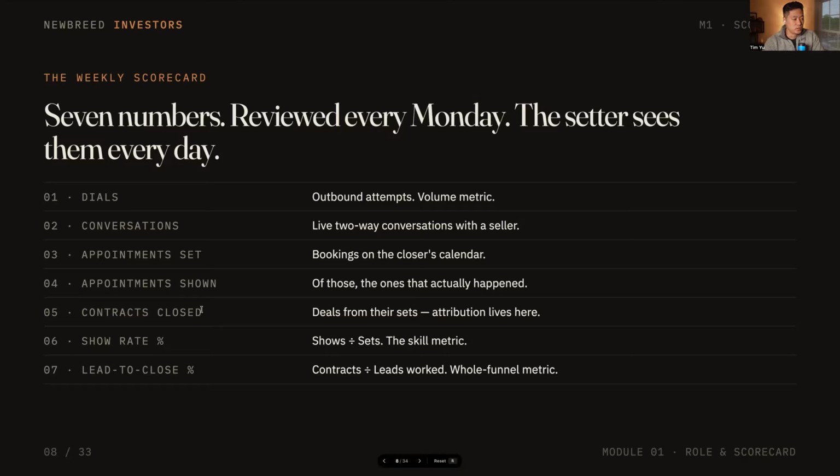And then obviously here are the more sales metrics: the contracts closed, the show rate percentage, and then the lead to close, which is contracts divided by leads worked. That shows how your overall funnel is. So if you're getting 100 leads coming in, divided by how many contracts you get, that will show you the percentage of those leads that you actually close.